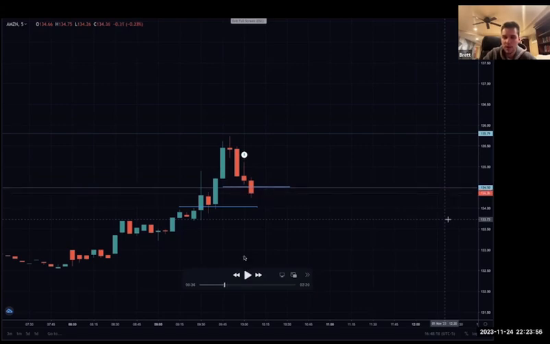So right now we're in my support zone. We're breaking right through it, which I don't like at all, right? My finger's on the trigger. I'm seeing a full body red candle, a pin bar, and a break under my level. This is not looking good for me, right? This is not looking good for me.